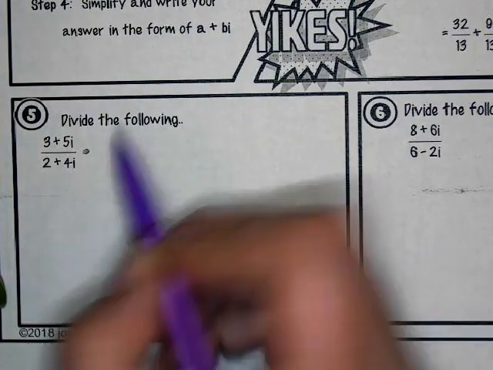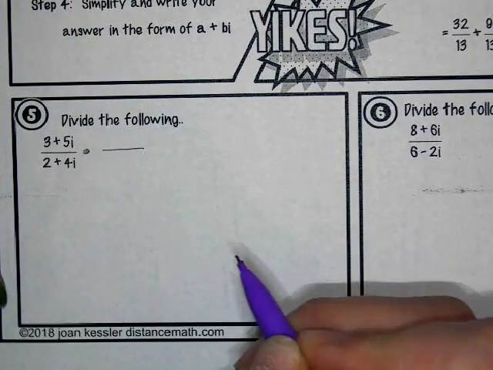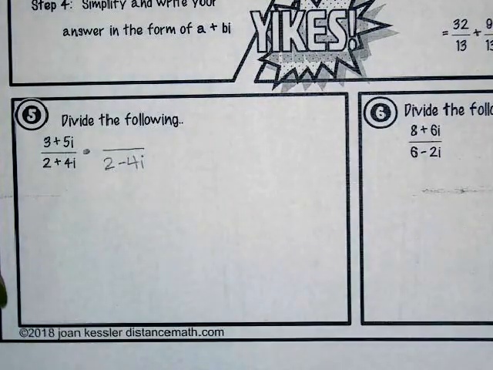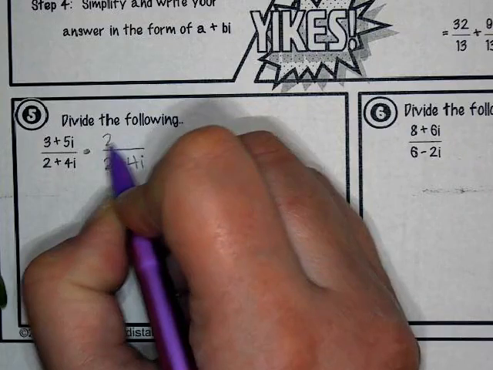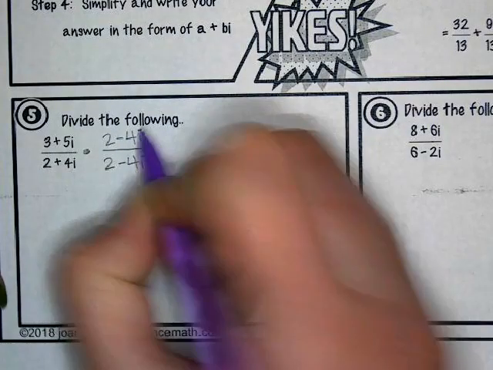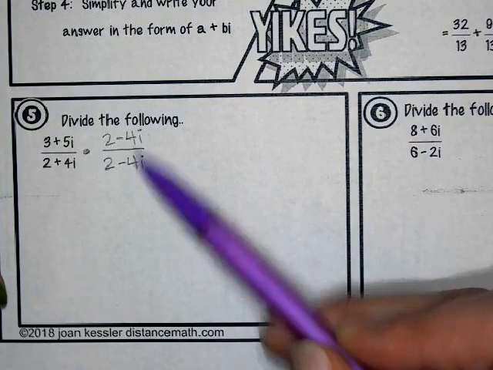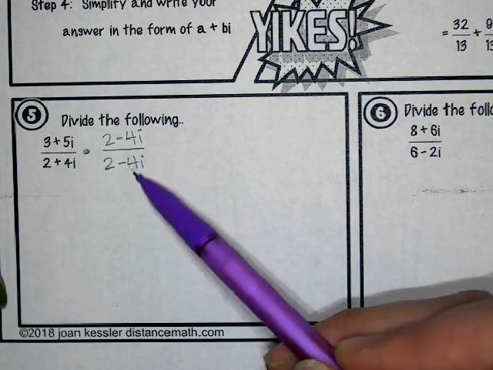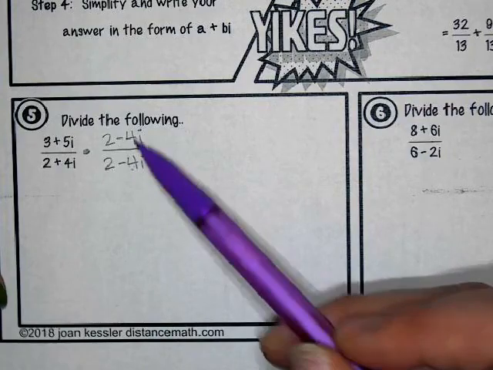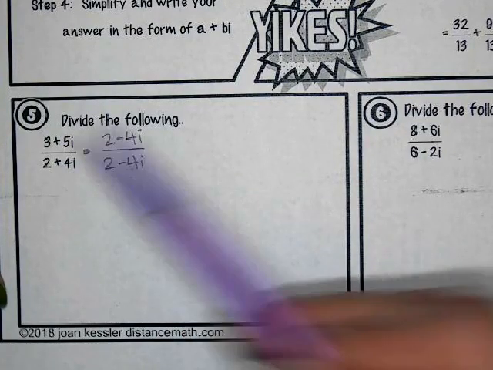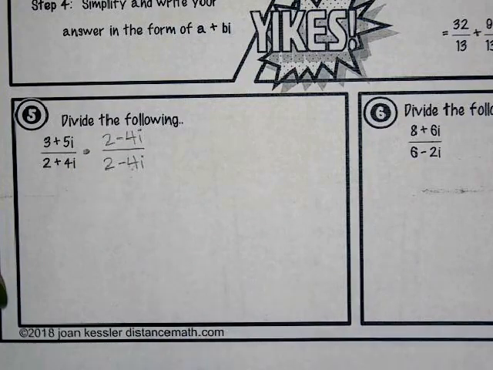The conjugate, which is 2 minus 4i, and we're going to multiply by that on the bottom and the top because we want to change the way that the fraction looks, but we don't want to change its value. So when you multiply by something on the bottom and the top, this is like multiplying it by 1, because something that's the same on the bottom and the top is 1. So I'm going to change what this looks like, but I'm not going to change the value of it because I'm multiplying it by 1.